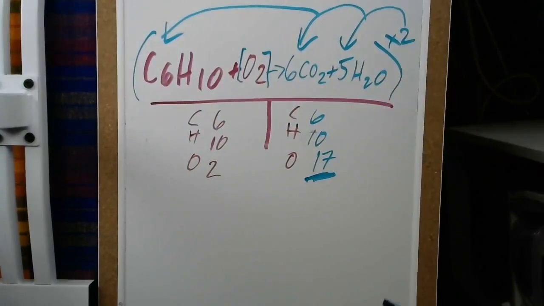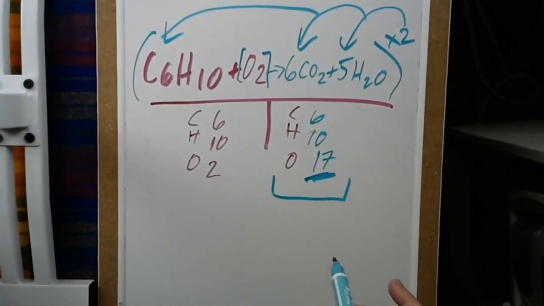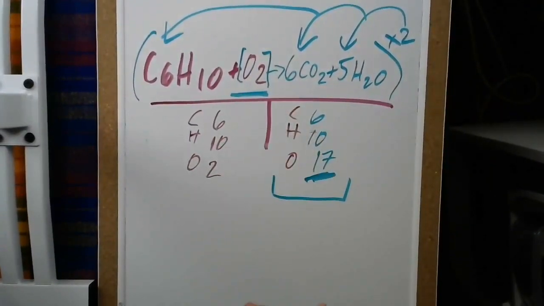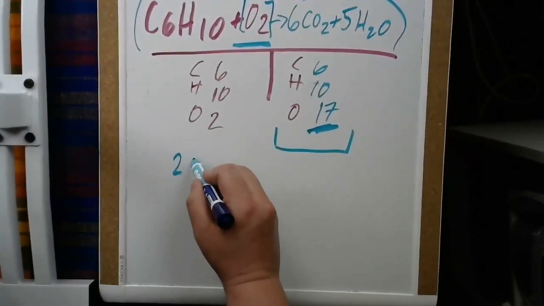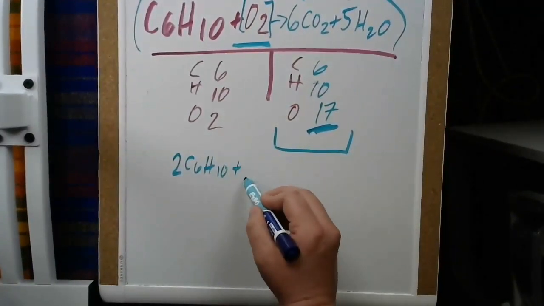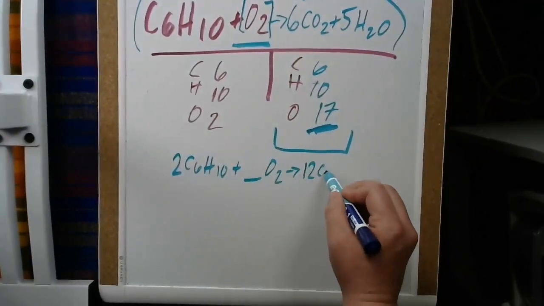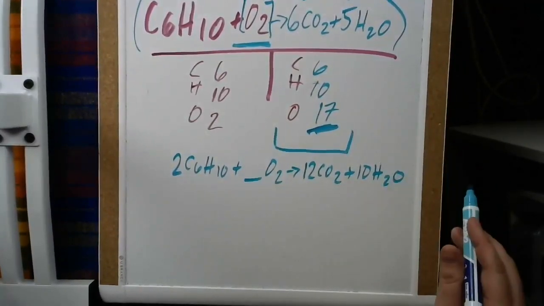Okay? Because when you do that, you're going to end up with an oxygen value over here that's an even number. And then you can alter the coefficient in front of an O2 molecule to give you back the even number that you need. All right, so now you end up with 2 C6H10, plus, we're going to just leave a blank in front of that O2 for now, yields 12 CO2 plus 10 H2O. Okay.